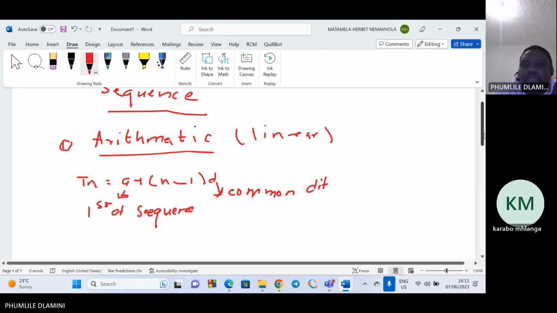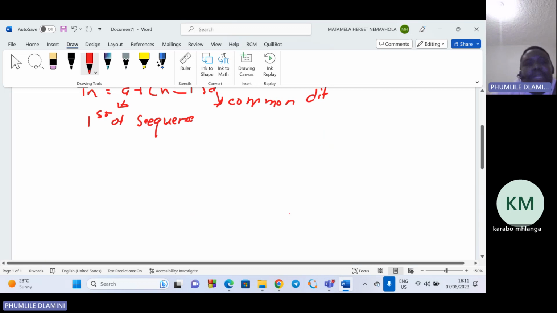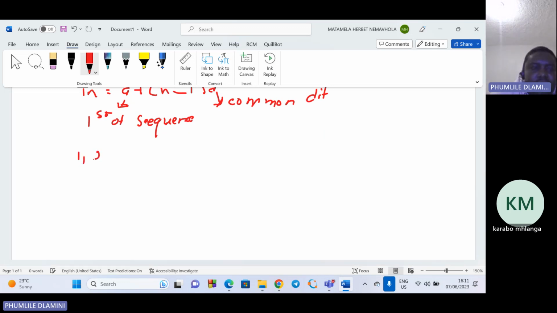So in this topic, you might have a sequence. I'm just going to give you a simple one. It can be 1, 2, 3, 4, 5, let's say going on. So in this sequence, we say 2 is the second term. This is T1, term 1, and then term 2, and term 3, and so on.